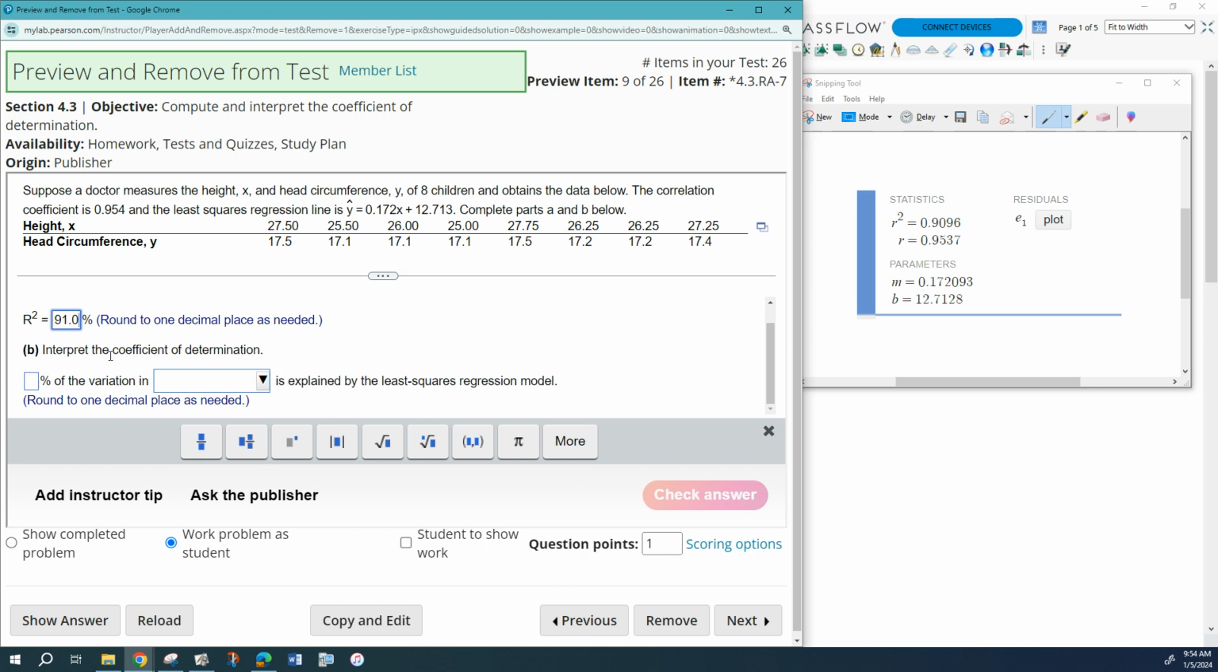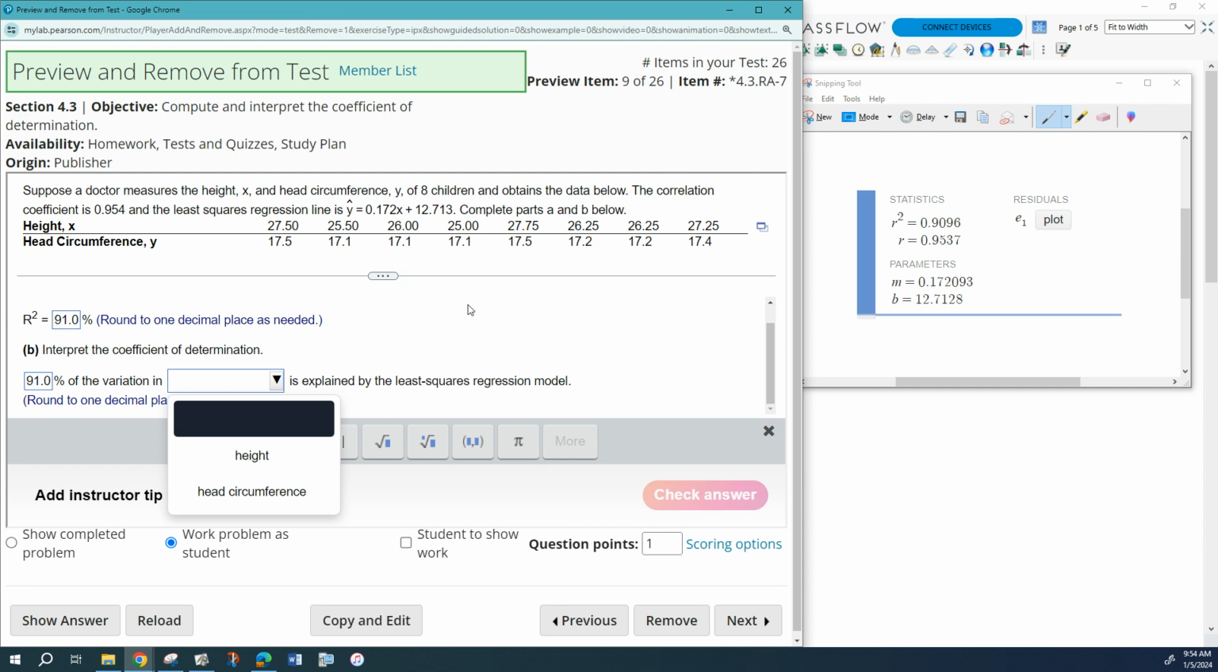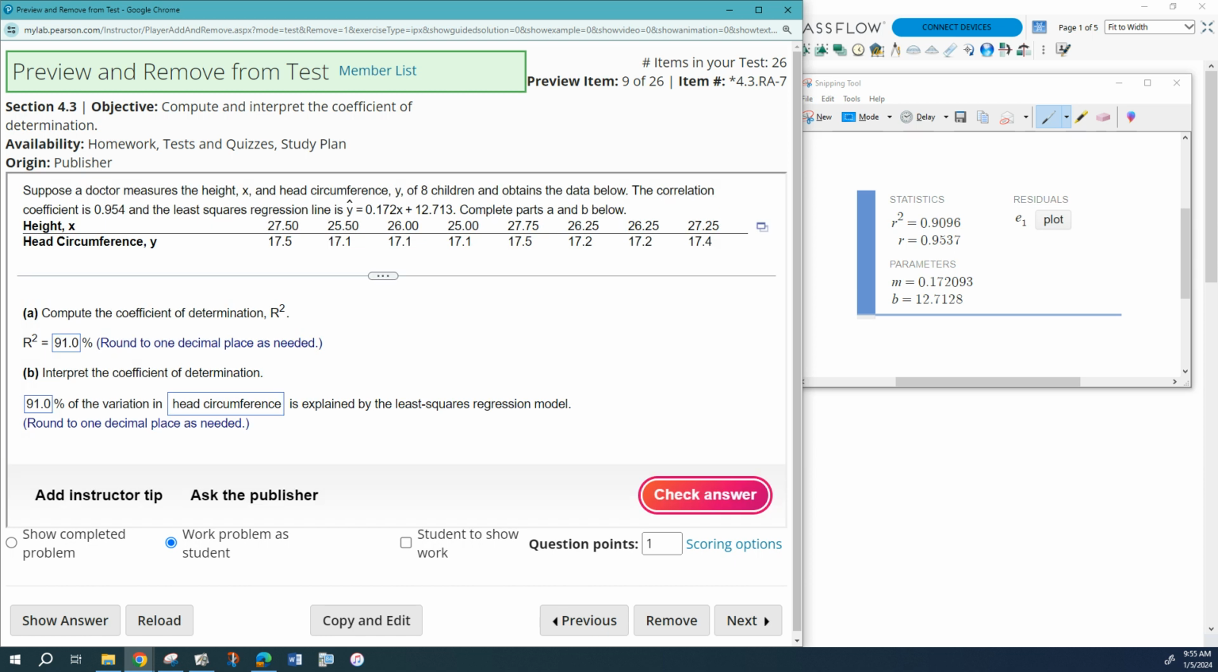Okay, so now how about this? Interpret the coefficient of determination. What's that telling me? 91.0% of the variation in what is explained? Let's just put height and see what happens. It's saying that 91% of the variation in the output variable is explained by the relationship. So what's that going to be? Head circumference. There you go. Okay? Is that always true? Yep.